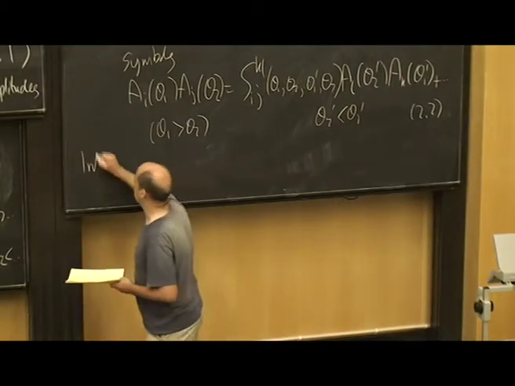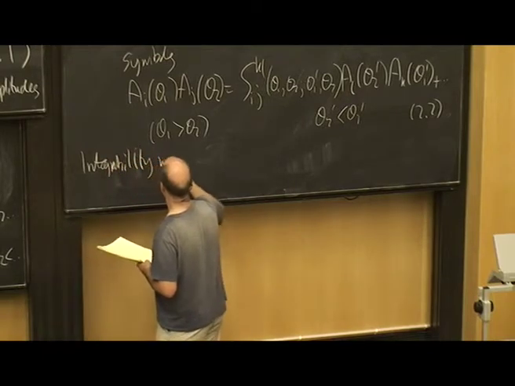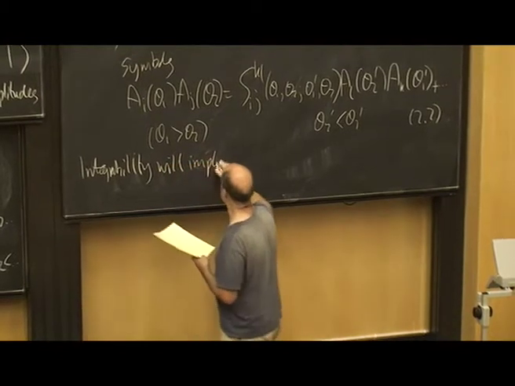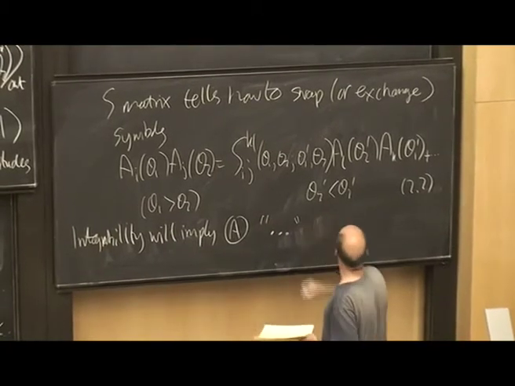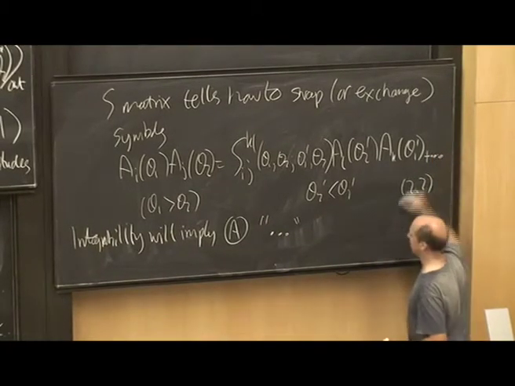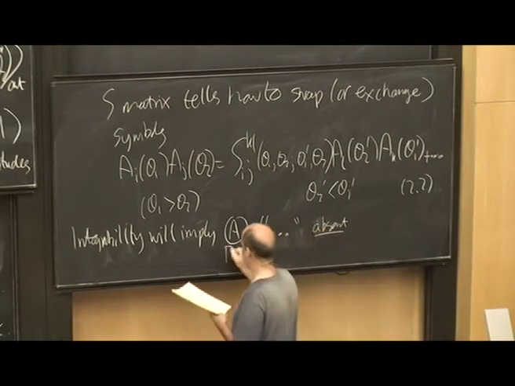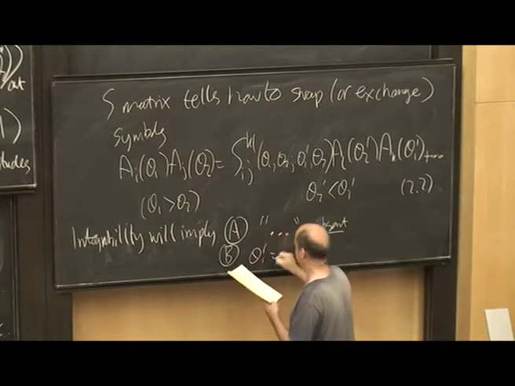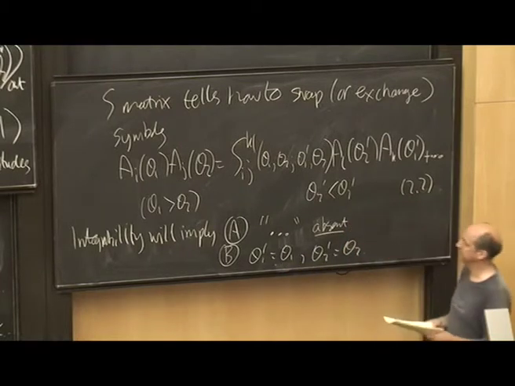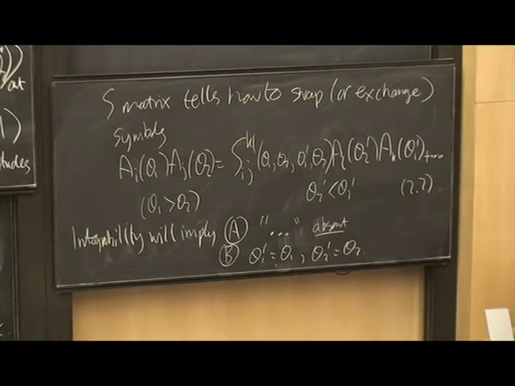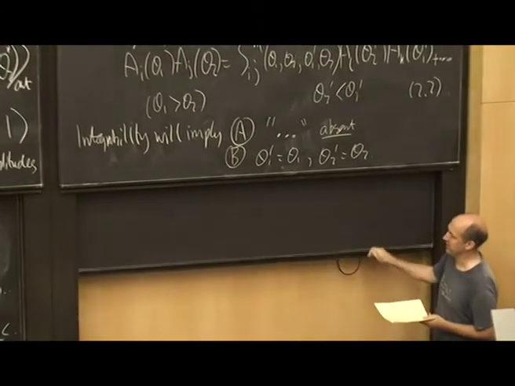So integrability will imply, A, that the dot dot dot bits are absent, and B, in fact, theta 1 prime is equal to theta 1, and theta 2 prime is equal to theta 2. So we'll be working with that sort of idea at the back of our minds, but I'll show you a little bit why that should be true in a minute.